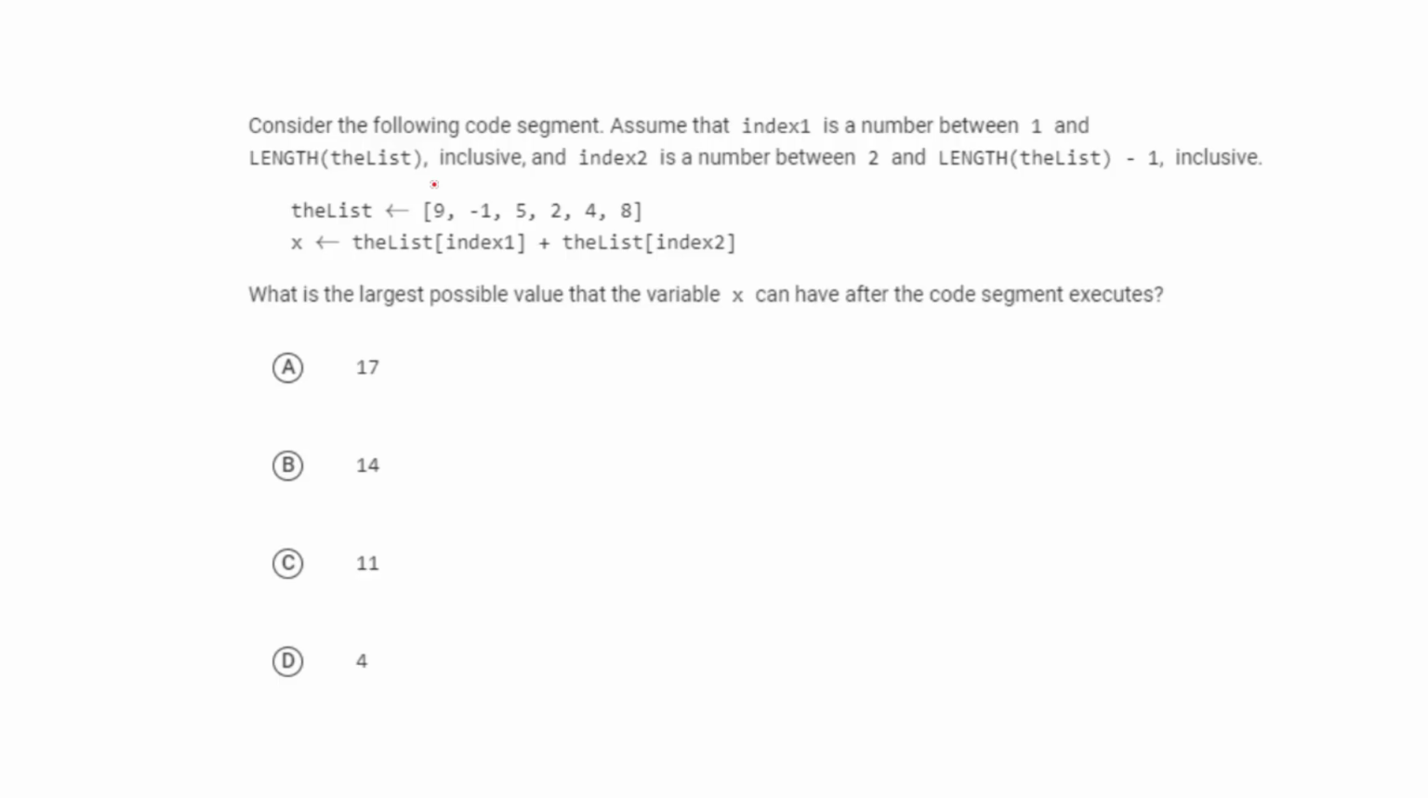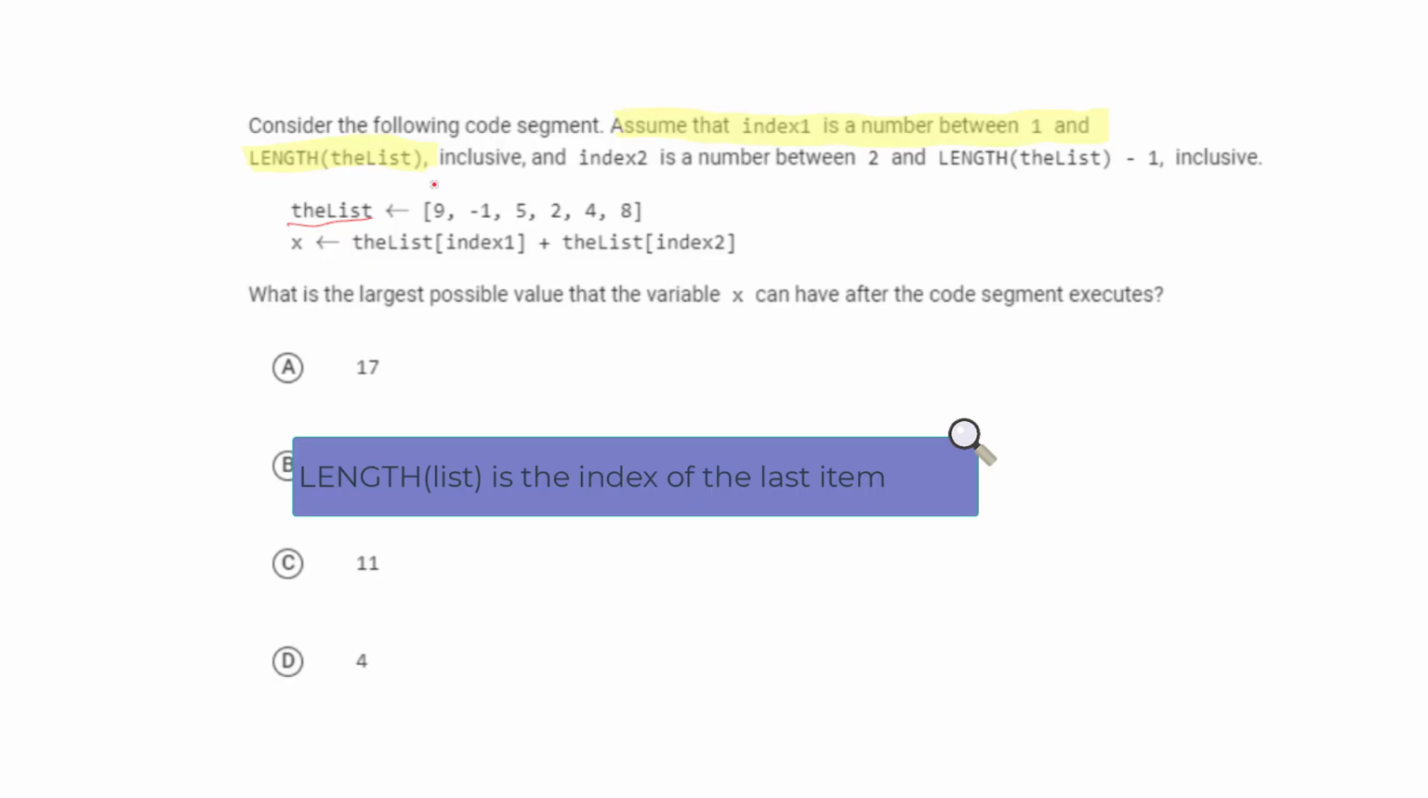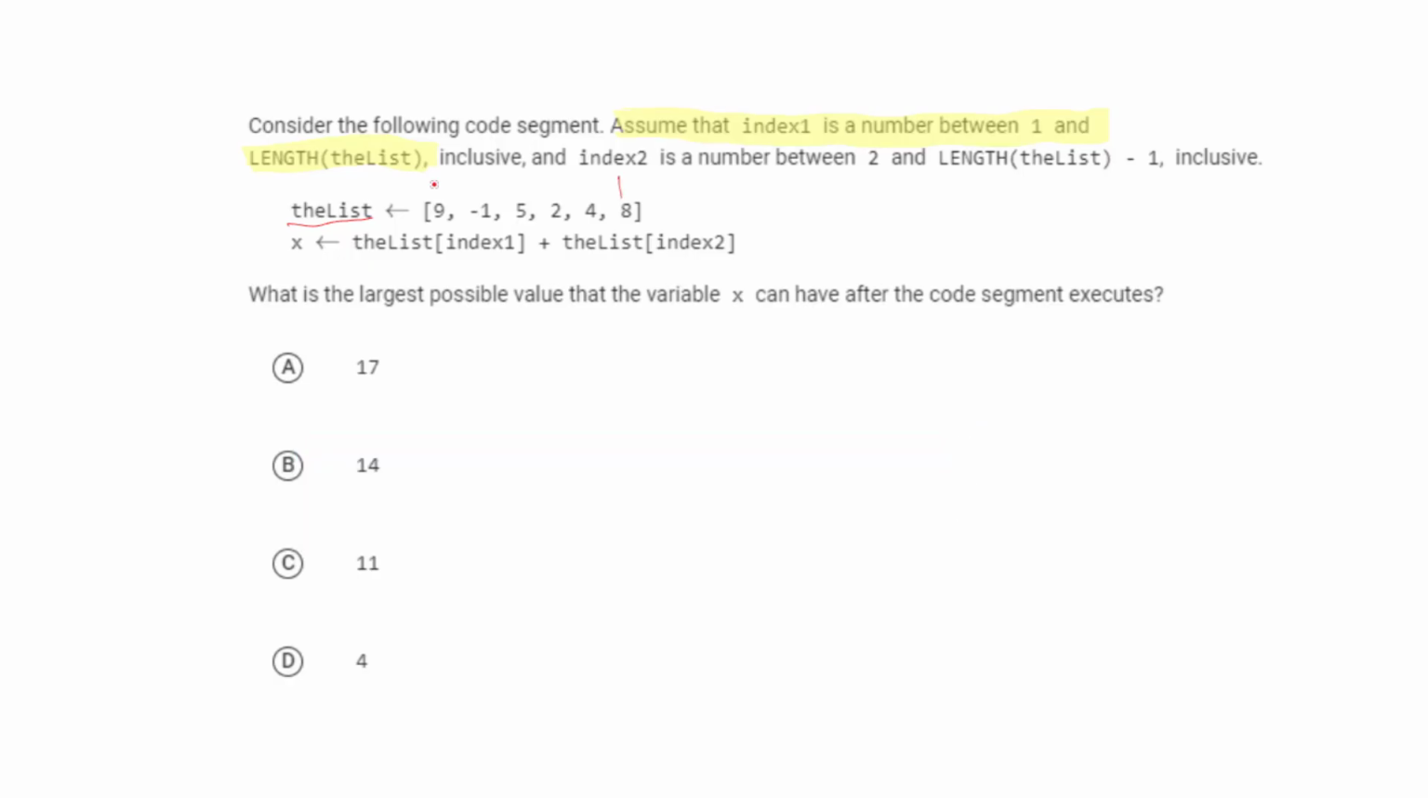Now, with that out of the way, let's look at this problem. Here we have a list right here called the list, and it says here that we can assume index 1 is a number between 1 and length the list, right? So if you took code.org, you might remember that you use length of the list minus 1 as the last element in the array. That's because it's 0 indexed. Don't forget that now we are indexing starting with 1, which means that length the list is actually the last item. It would be this one right here. Whereas 1 would be this item right here. Which means index 1 is any of the items in the list. It's an index between the first and the last items in this list.